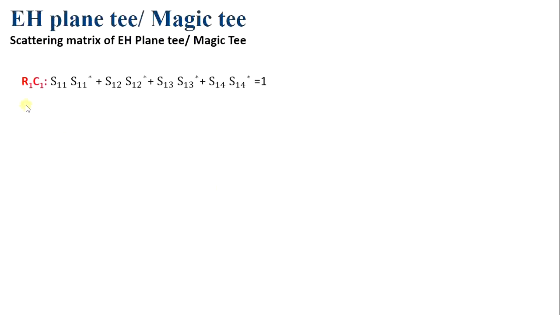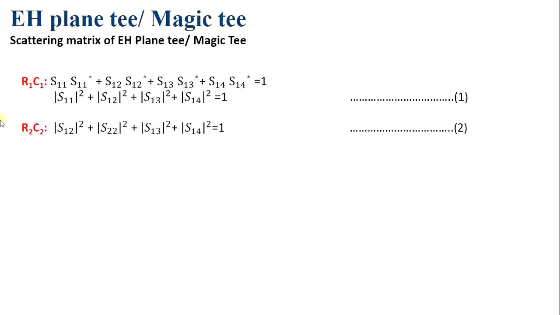If we calculate R1 C1, we will get this equation, that is mod of S11 square plus mod of S12 square plus mod of S13 square plus mod of S14 square equal to 1. Similarly, R2C2, we get mod of S12 square plus mod of S22 square plus mod of S13 square plus mod of S14 square equal to 1. From equation number 1 and equation number 2, what we can say is S11 equal to S22.